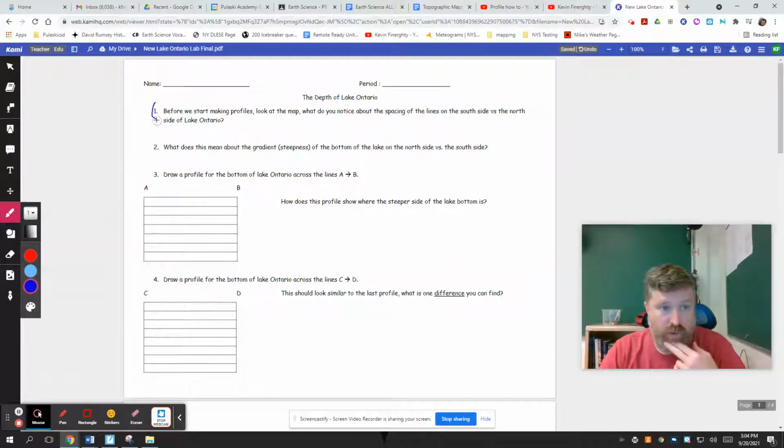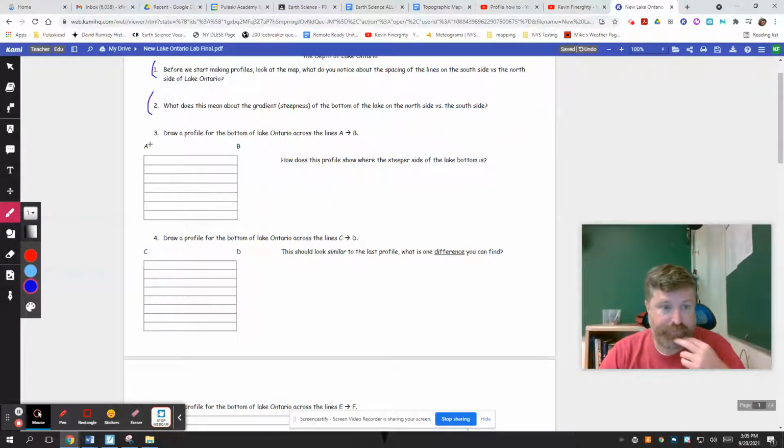So do all the questions. Sometimes people like skipping these couple of questions. Look at the lines. What do you notice about the spacing? Keeping in mind, what's the deal with spacing and steepness? So how steep is the floor of Lake Ontario as you go down? What does this mean about the gradients? That's what we're all going to figure out, right?